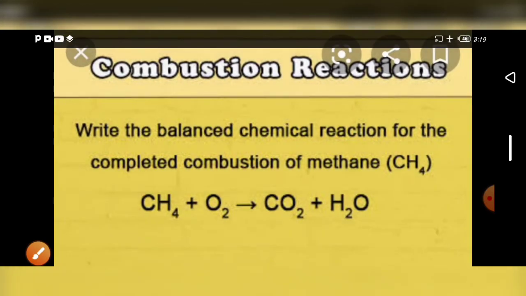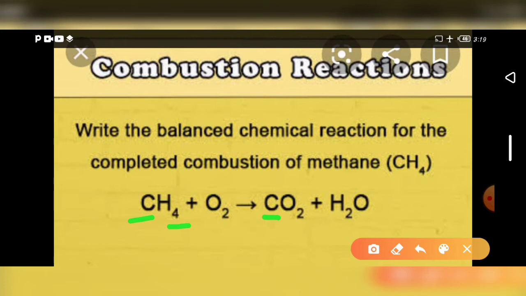Okay, next, what is combustion? Combustion means, you know very well, addition with oxygen. Methane, they have to give the balanced equation. See here, one carbon, here also one carbon. How many hydrogen? 4 hydrogen. Here 2 hydrogen. So you have to balance this equation. In front of this one, you put 2.